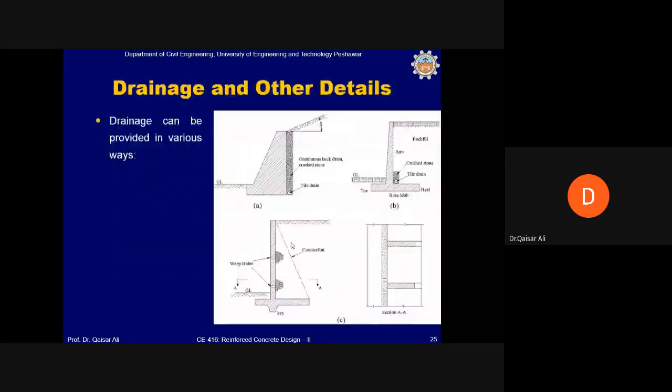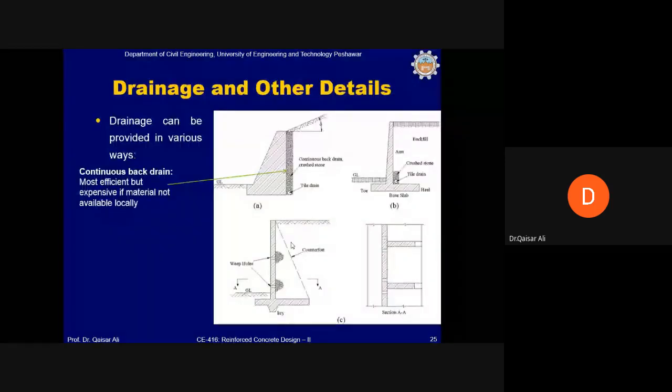The drainage, as discussed in the previous slides, can be provided in several ways: in the form of weep holes, or in the form of a tile drain at the back side of the retaining wall in this form.